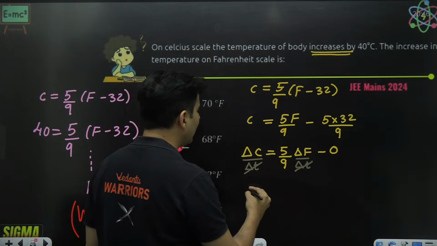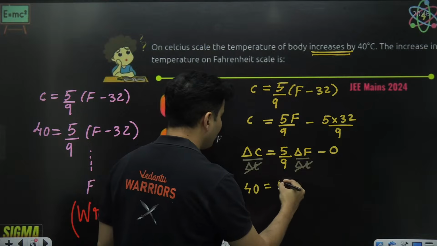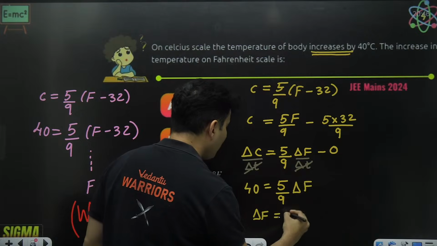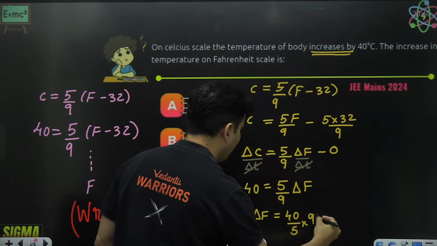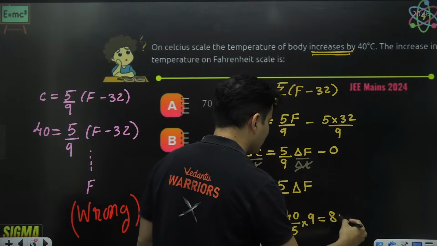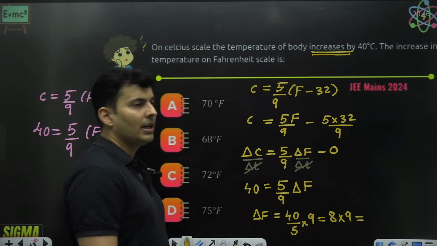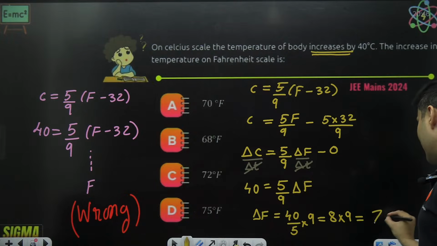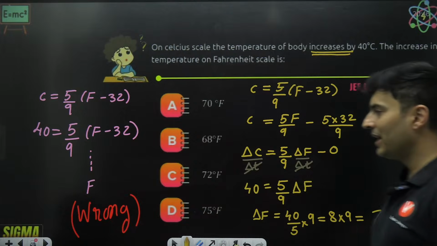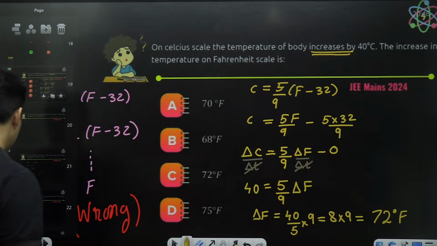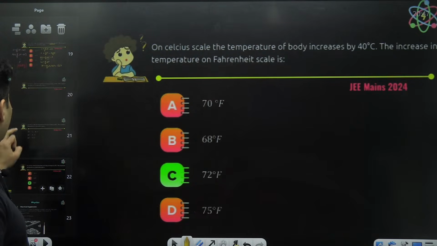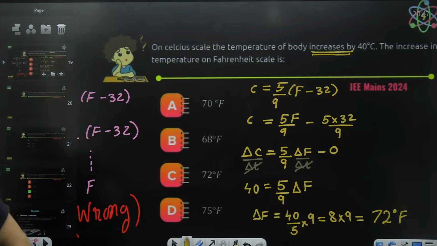And now we'll write delta C as 40, equal to 5 by 9 into delta F. So delta F will be 40 by 5 multiplied by 9. 40 divided by 5 is 8, so 8 into 9. Yes, very good, now you guys have got it. It is 72 degree Fahrenheit. So the correct answer to this is option C, 72 degree Fahrenheit. Is it clear? Everybody with me? Absolutely. Very nice.